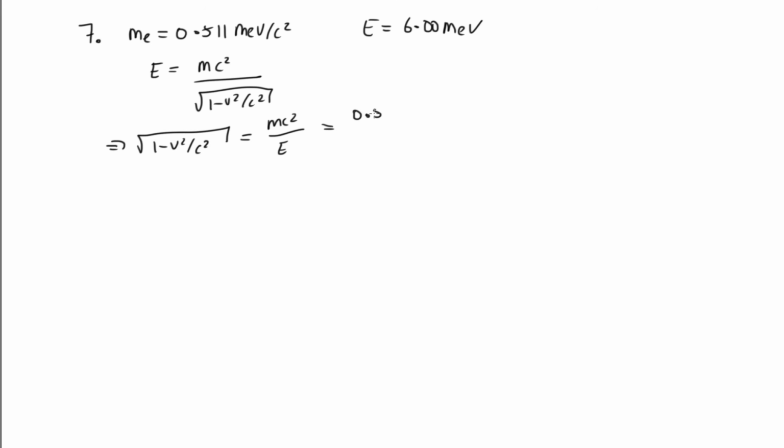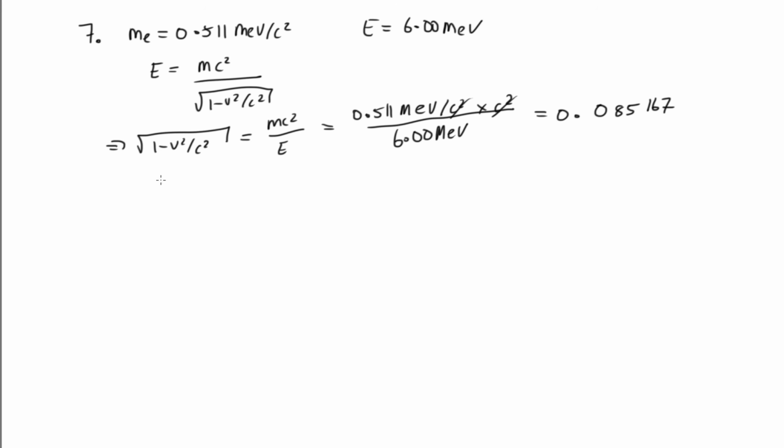And now what we can do is substitute in our values. We've got 0.511 mega electron volts on c squared times c squared. So this is divided by c squared, that's times c squared. Those are going to cancel out, over E, which is 6 mega electron volts. Now, if I'd wanted to, I could have converted from mega electron volts to joules. In this case, they cancel out, so there's no point doing that. I save a little bit of time doing this, and I end up with 0.085167.